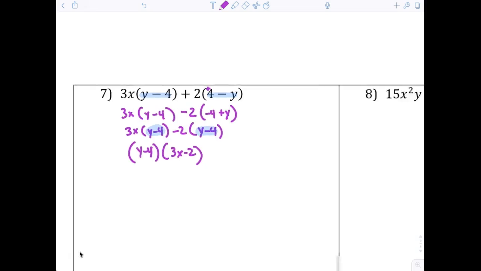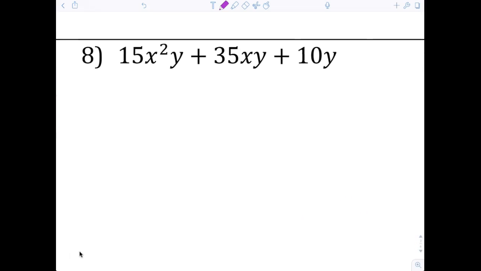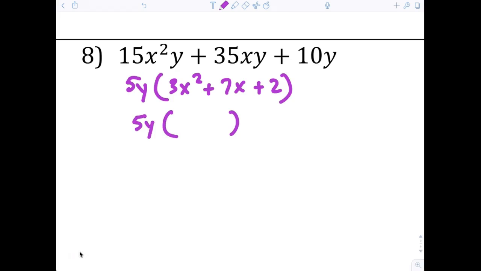All right. Connor, you're up. Number 8. The greatest one, factor 5y. Good. And you have 3x squared and 7x. Oh, plus 7x. And plus 2. Now what? You have the greatest factor of 5. Good. And the 3x. Well, 3x and then another x. Good. Where does the 2 go?